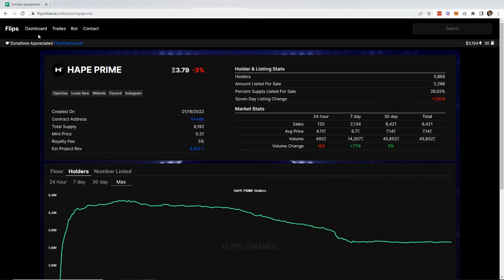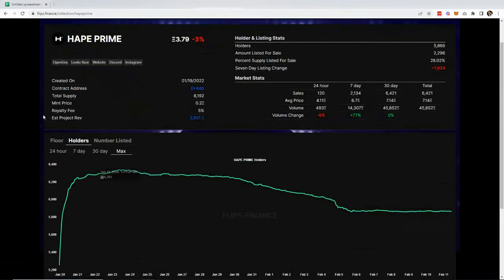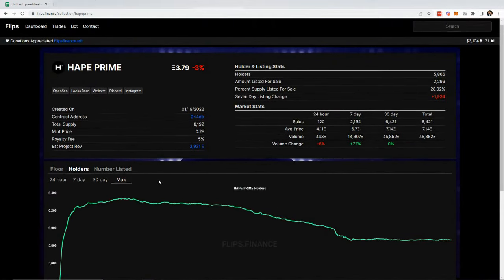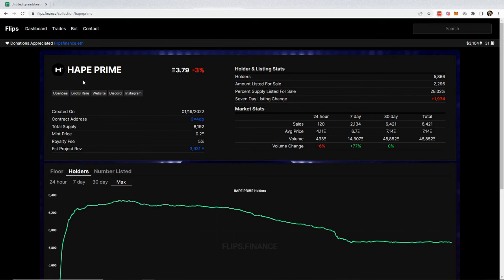The last one I really like, this is my favorite tool for a lot of just quick analysis. It's called flips.finance. And I love it because it loads really quickly and it's very easy to see everything. I loaded up Hape here as well.